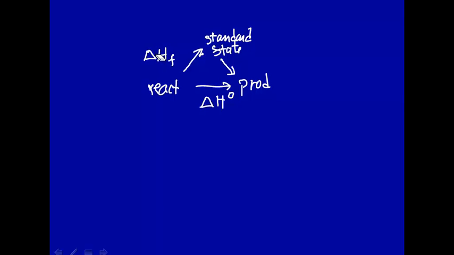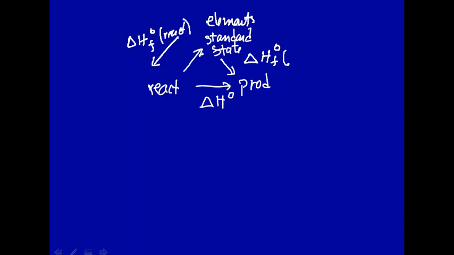Actually, let me be more specific. If we go the other way, this is the standard enthalpy of formation of the reactants. Okay, so we're going from the elements in the standard state, and we're going to form the reactants. And that, from introductory chemistry, is called the standard enthalpy of formation of reactants. Now we're going to take the elements in the standard state, rearrange those, and make products. So this would be the standard enthalpy of formation of the products.